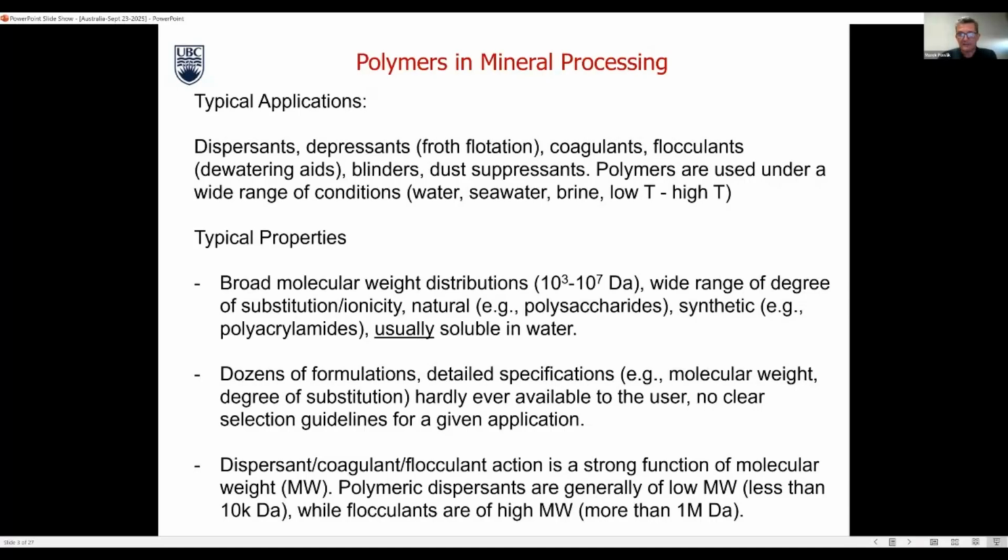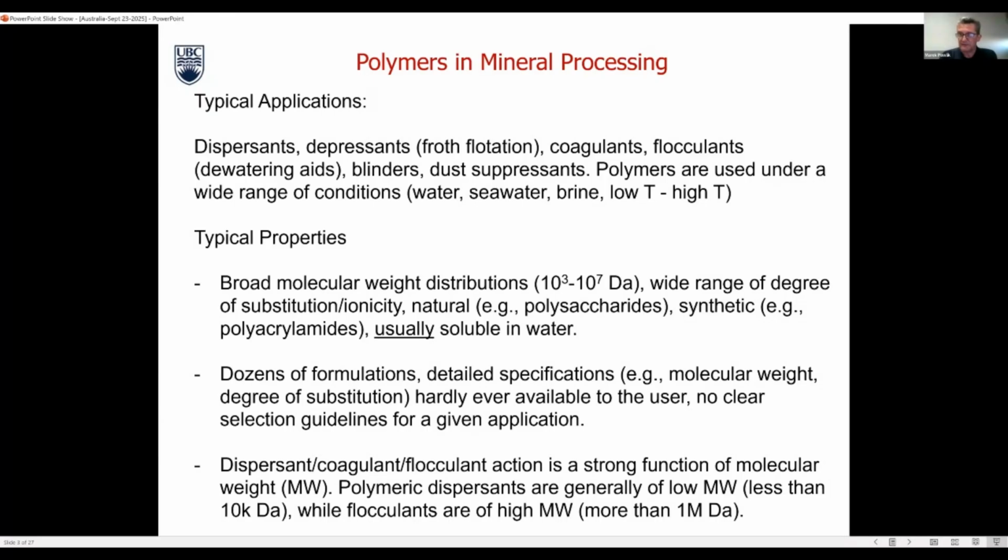Properties of polymers, pretty broad molecular weights from a few thousand all the way to 10, 20 million or so. Degrees of substitution and anionicity, some of them are natural. Probably the best group that I can think of are polysaccharides. Polyacrylamides, synthetic. This is the group that we will look at in flocculation work, and they are usually soluble in water. And I'm highlighting the word usually because polysaccharides, for example, are not completely soluble in water. They tend to form colloidal dispersion.